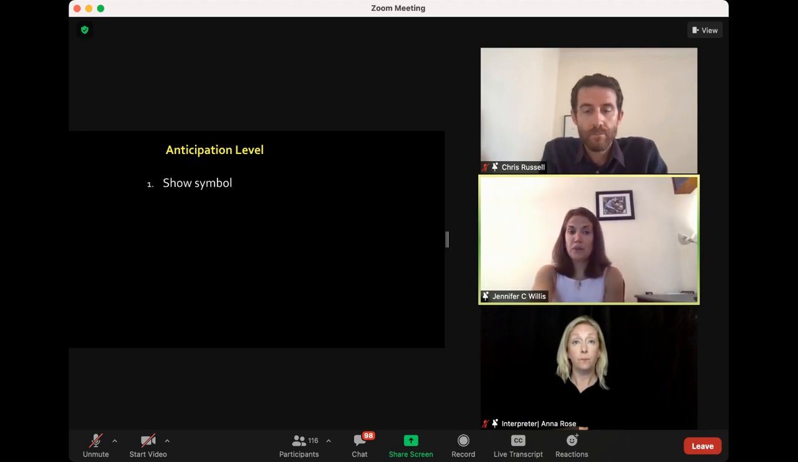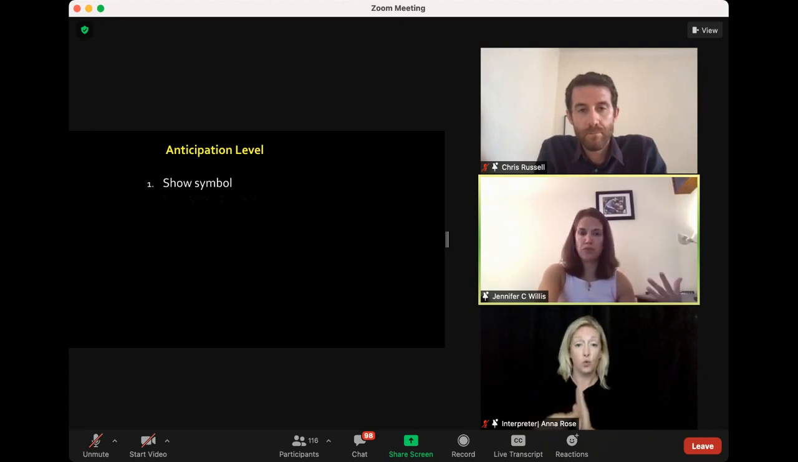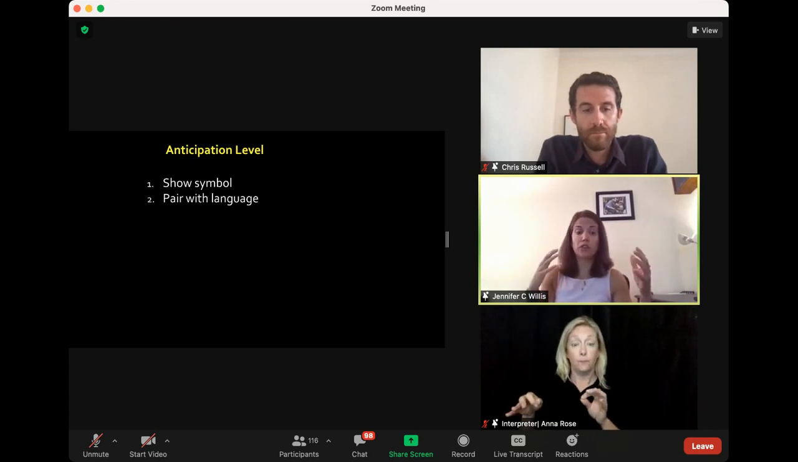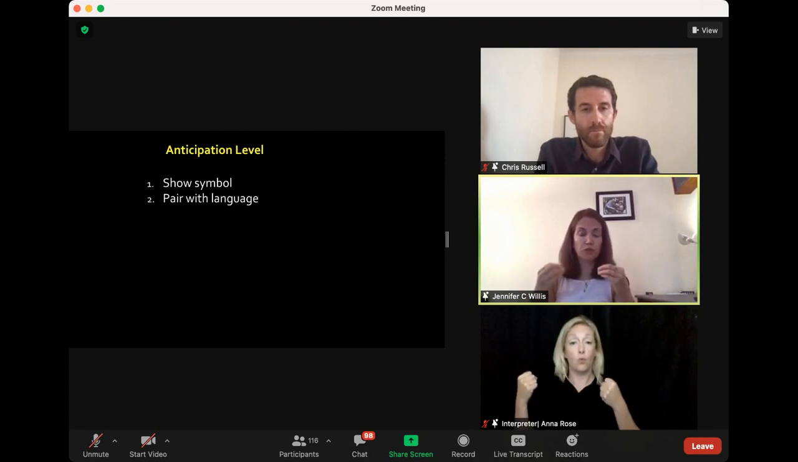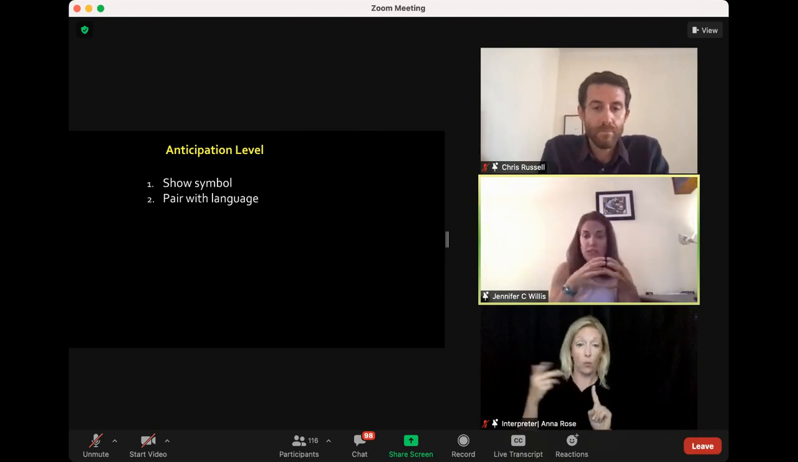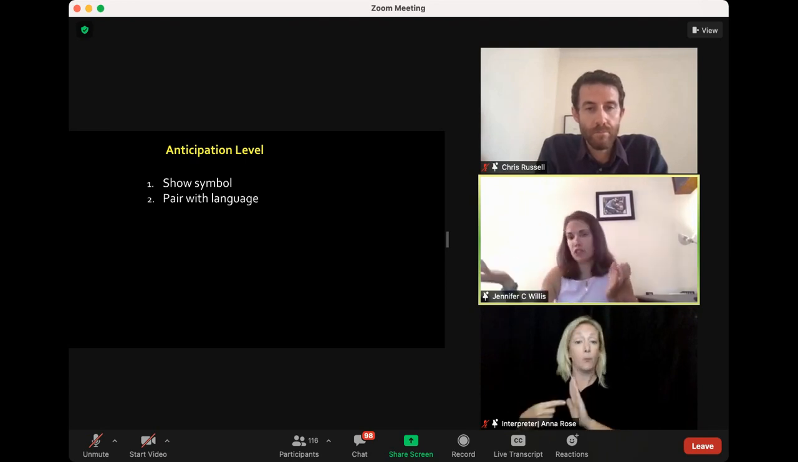So at the anticipation level, how do we present these items? We're showing the student whatever the object is that we're using right before the activity. We're pairing it with language, especially for some of our students who are deaf and hard of hearing and learning just labels for things. We're pairing it with the language of what the object is, because it is an object, it's a thing, and then what it's referring to, the activity, as well.